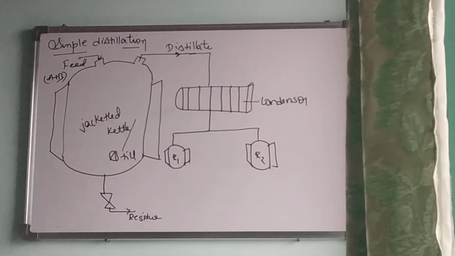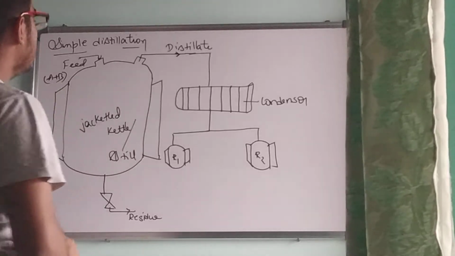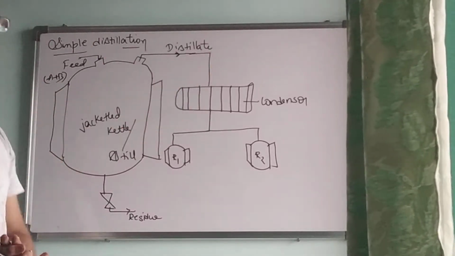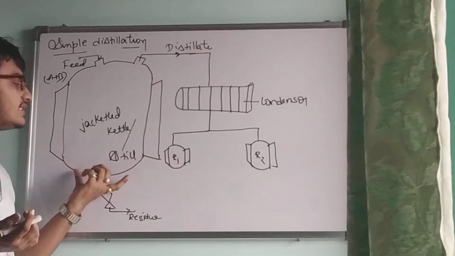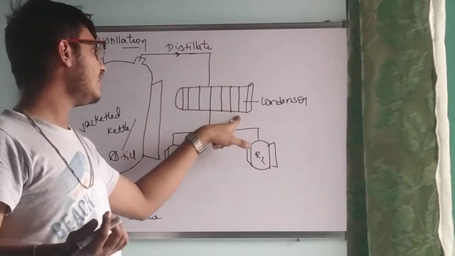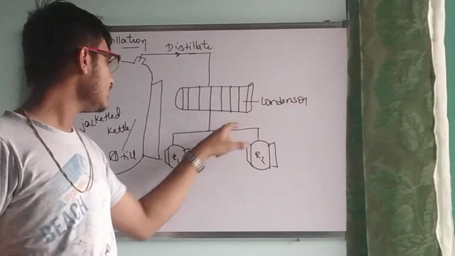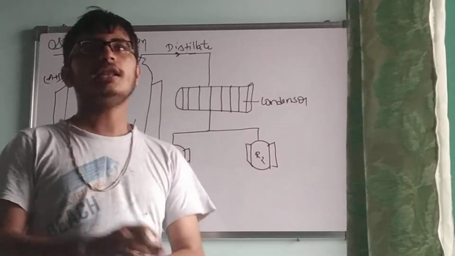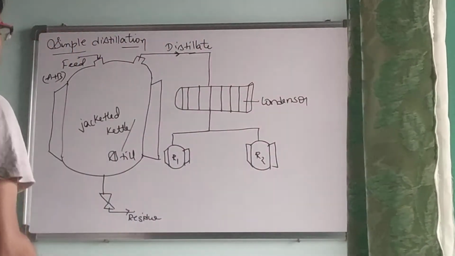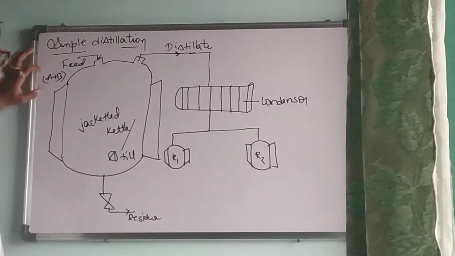So now let us begin with the concept of simple distillation. This is the arrangement of simple distillation, where you have a jacketed still in which you will introduce your feed, distillate is produced, a condenser which is used to convert the vapors into liquid, and these are the receivers to collect the products.